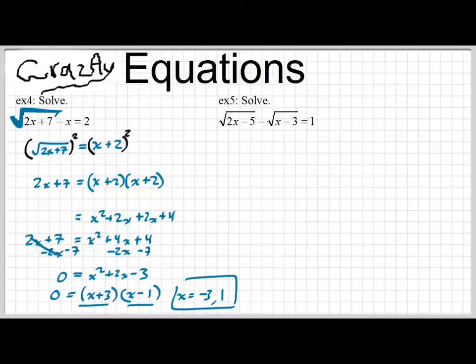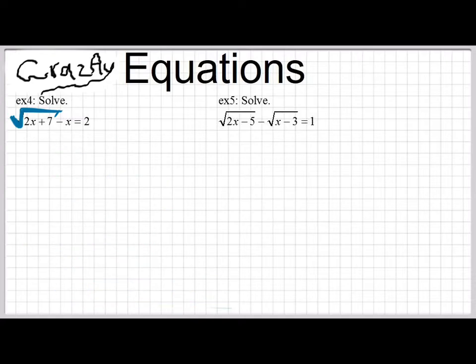Let's attack this other problem. Actually, I might need some more space here. Let's give myself some space. Okay, now we had two radicals for this one. That means we're going to have to do two separate squaring operations.